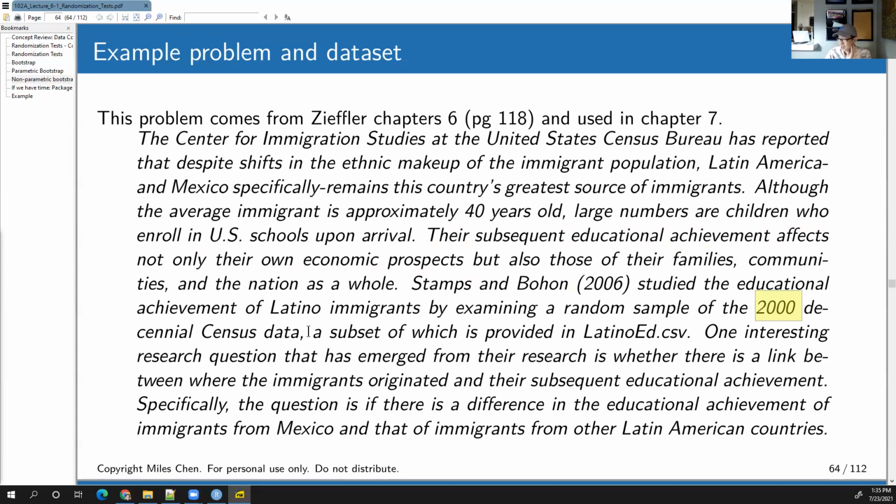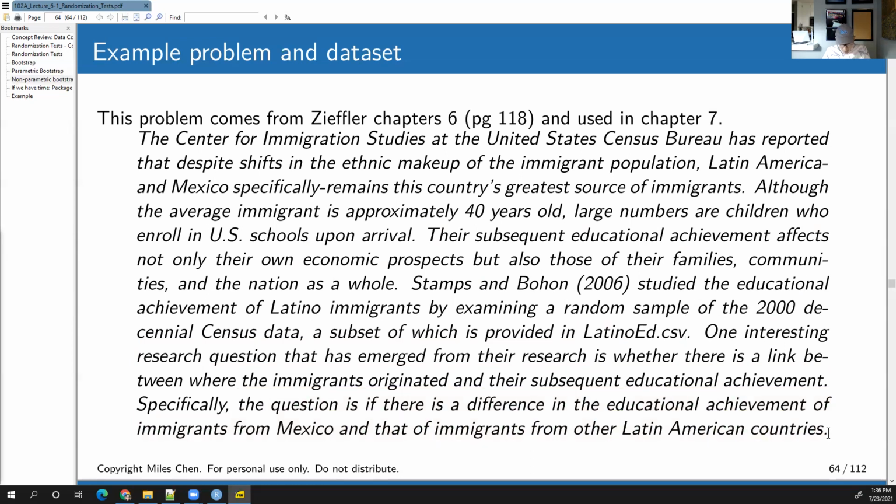Okay, so this study is now 20 years old. But the result is provided in this CSV file, latinoeducation.csv. I'll also post this on CCLE. And so one question that's emerged in the research is, is there a link between where the immigrants originated and their subsequent educational achievement? Okay, specifically, the question is, is there a difference in the educational achievement of immigrants from Mexico and that of immigrants from other Latin American countries, right?